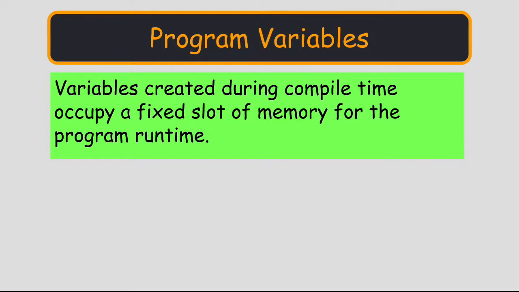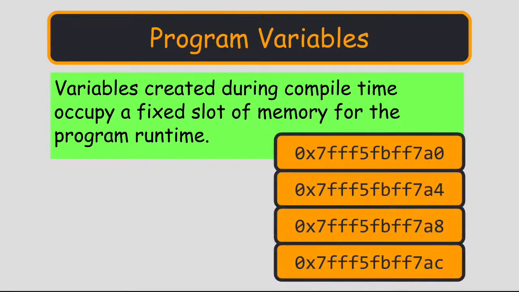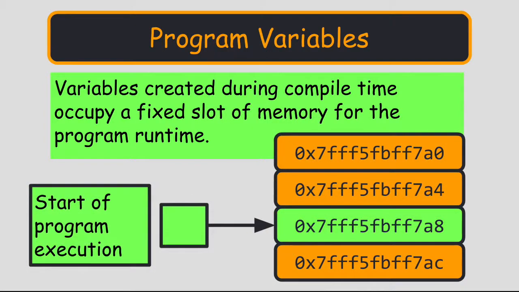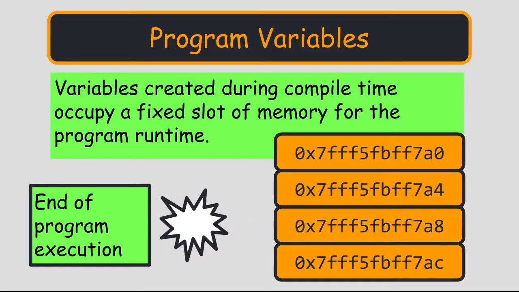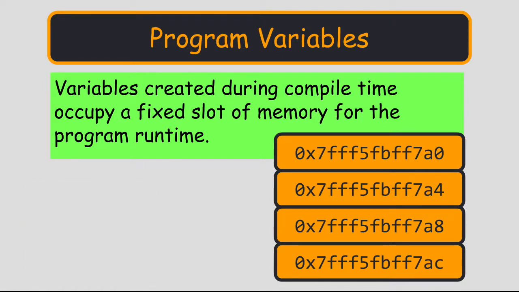Variables that are created during compile time will occupy a fixed amount of memory for the duration of the program. These are safe variables since they won't take up any more memory than they are assigned. Also, they are assigned free space during compile time. They won't overwrite memory cells that are currently in use.